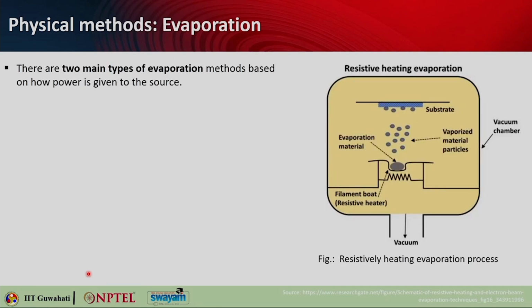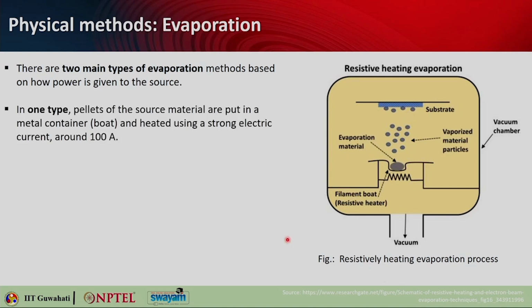So, among the two methods of evaporation, one method is called the resistively heated evaporation process. In this particular process there are two methods. This is the one, and the other one will be shown in the next slide. In this one, the pellet of the source material is put in a metal container like a boat, and it is heated using a strong electric current of around 100 amperes.